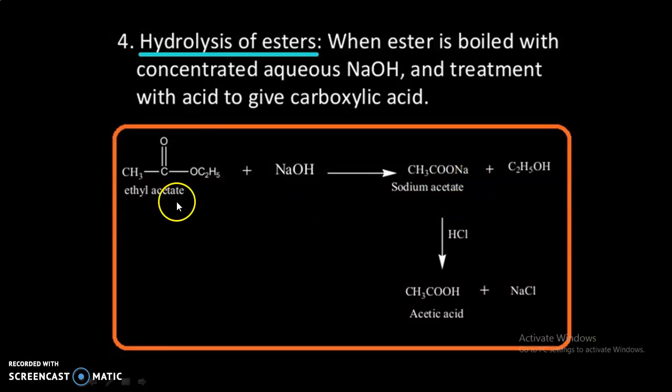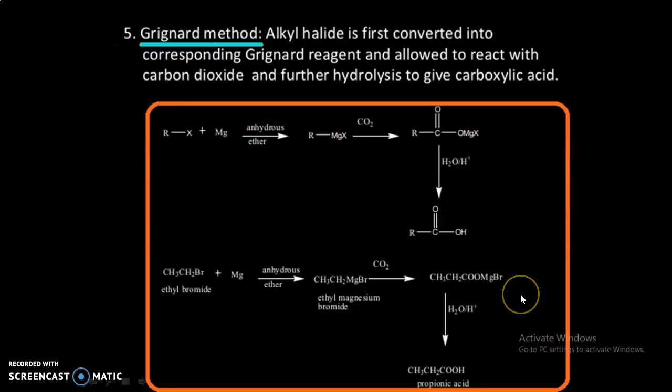Example: ethyl acetate, when treated with base, that is sodium hydroxide, by replacement of the C2H5, sodium is placed here and sodium acetate is formed along with C2H5OH, that is alcohol. When this is further treated with acid, it gives carboxylic acid and NaCl is formed.